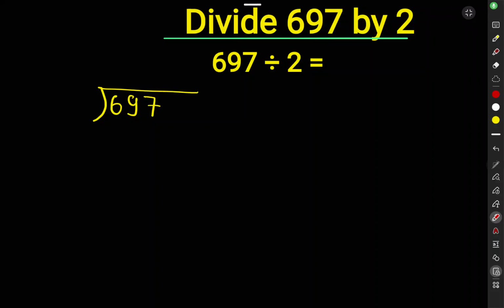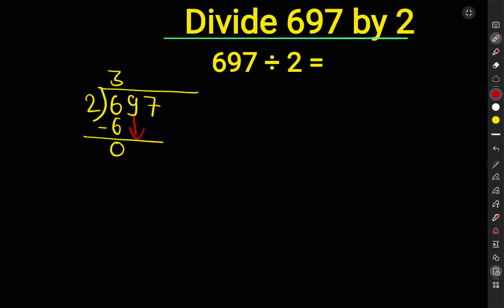Here we divide 697 by 2 in long division method. So 2 times 3 is 6. On subtracting we get 0.